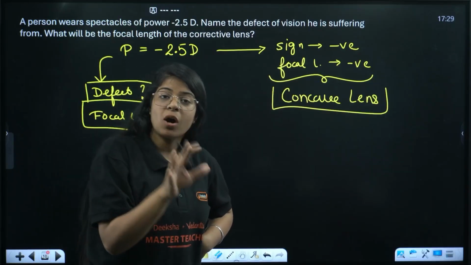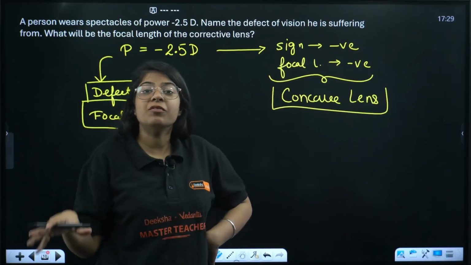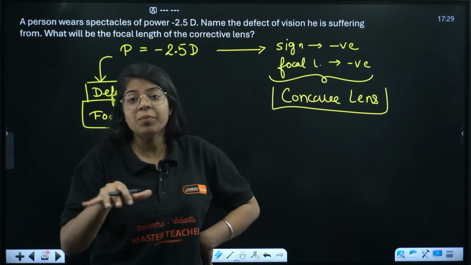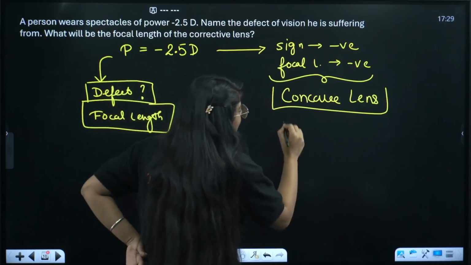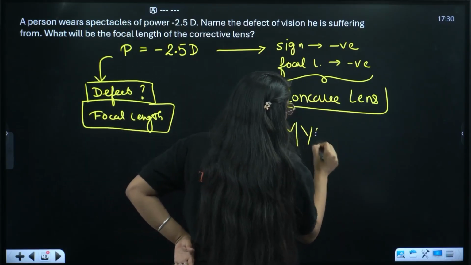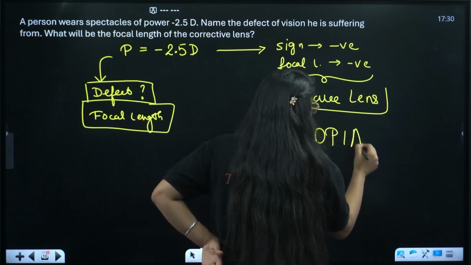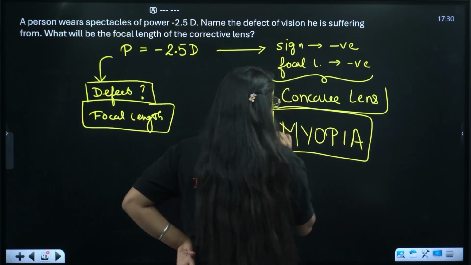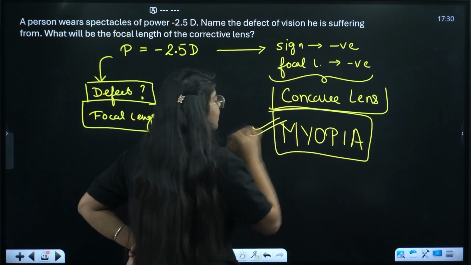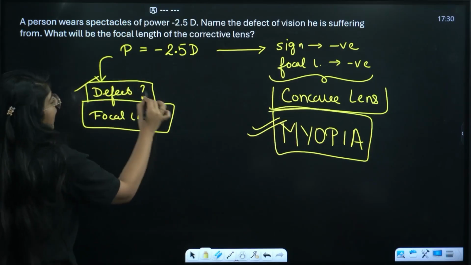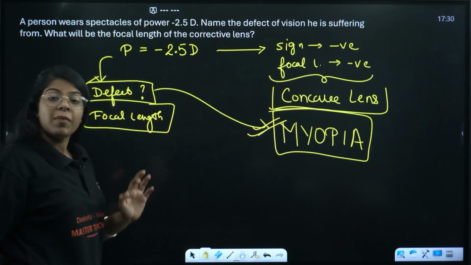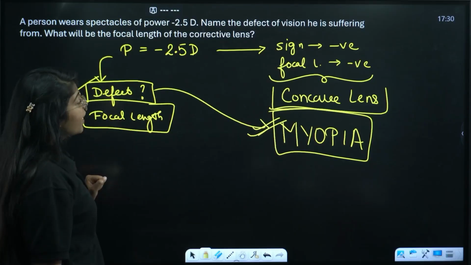Then concave lens is used to correct which defect? Myopia or hypermetropia? Ma'am, it was myopia. So this person also has a defect, that is myopia. We are done with the first part. Defect we found, right? We found that it is myopia. Now we have to find the focal length.